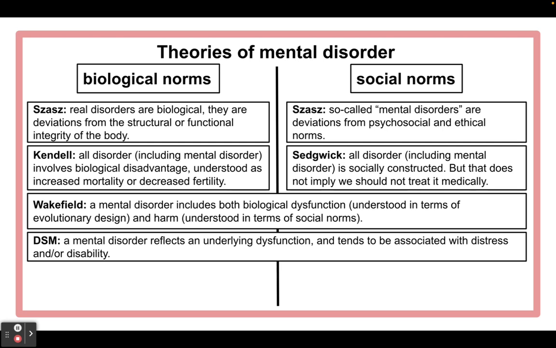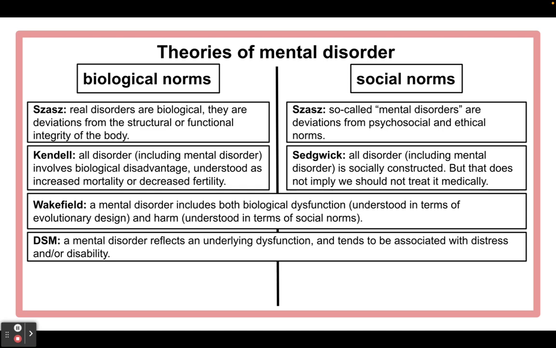Szasz thinks that physical disorders are biological, mental disorders are social. Kendell thinks all disorders are biological, and Sedgwick thinks all disorders are social. But of course, Sedgwick doesn't think that we should therefore not treat illnesses just because they are socially constructed. And this is another issue he has with Szasz. Szasz thinks because mental disorders are social, they shouldn't be treated medically, but Sedgwick disagrees.